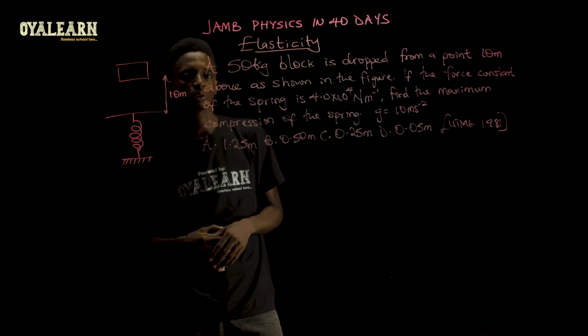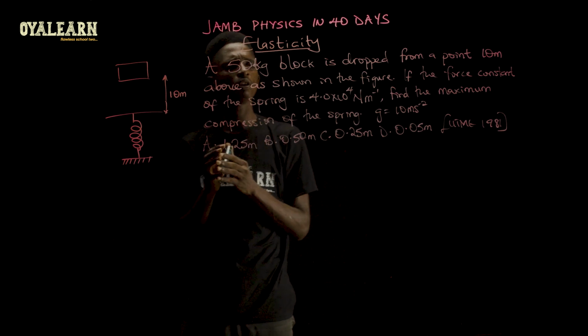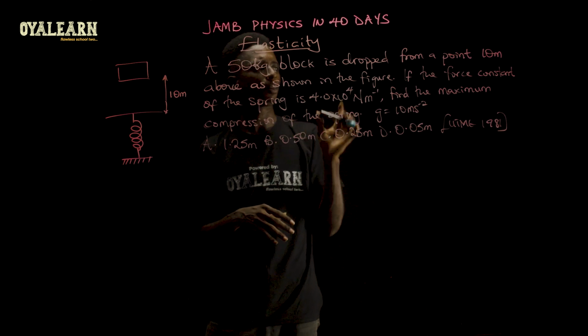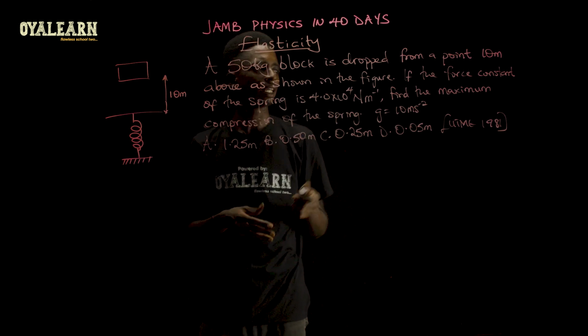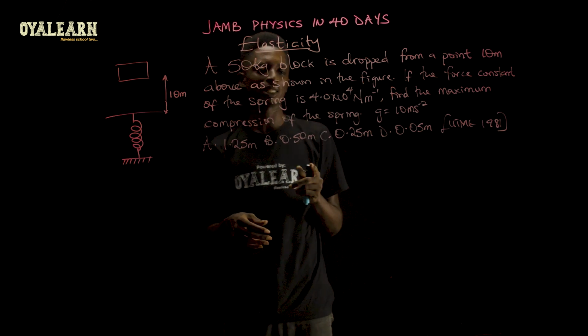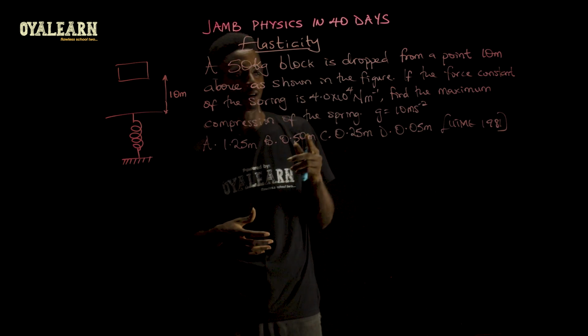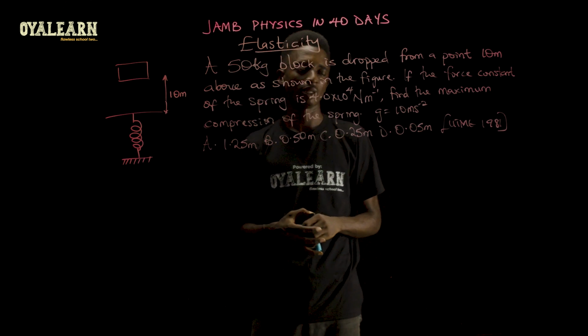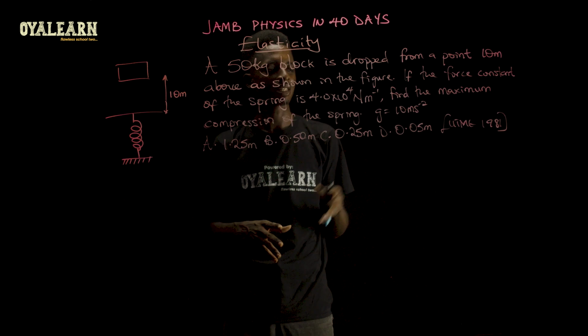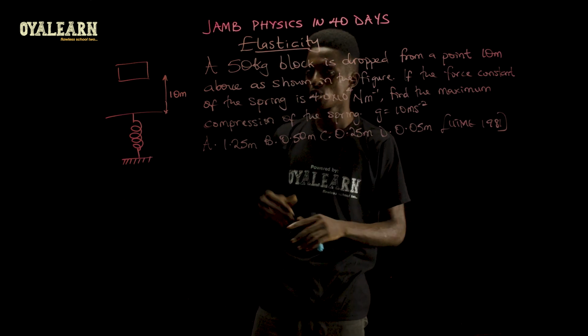Let's solve this question, which says a 50-kilogram block is dropped from a point 10 meters above as shown in the figure. Now, if the force constant of the spring is 4.0 times 10 raised to the power 4 Newton per meter, find the maximum compression of the spring, taking acceleration due to gravity as 10 meters per second squared.